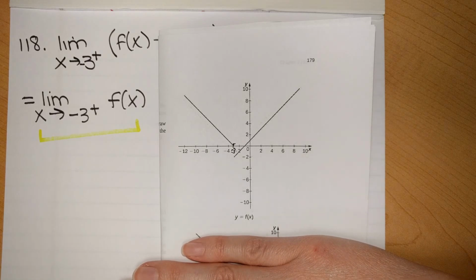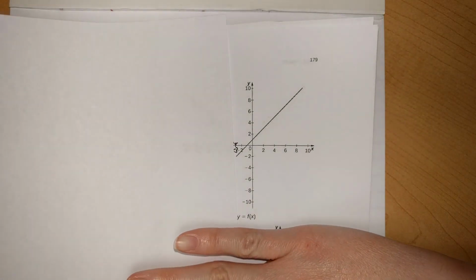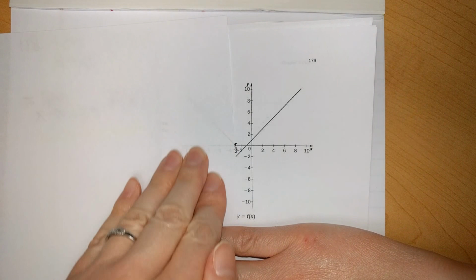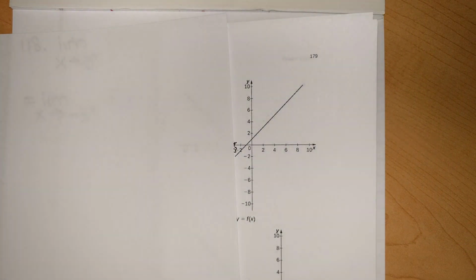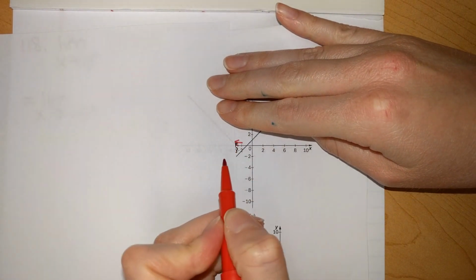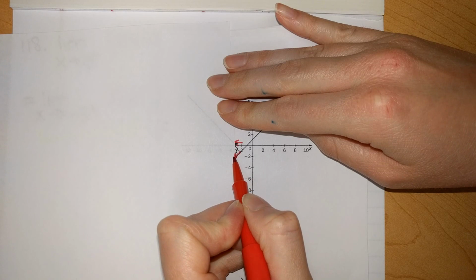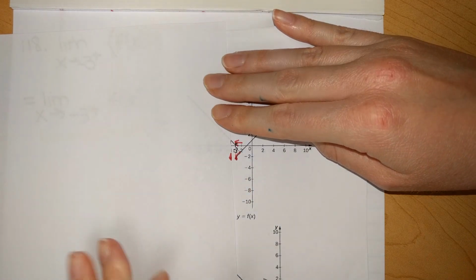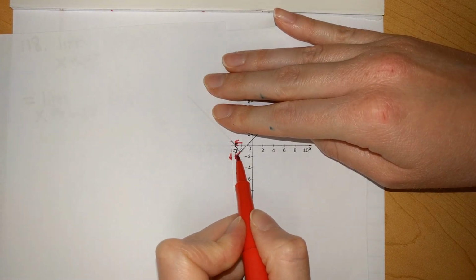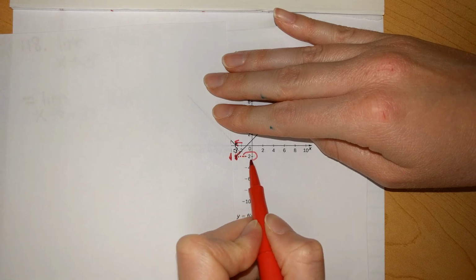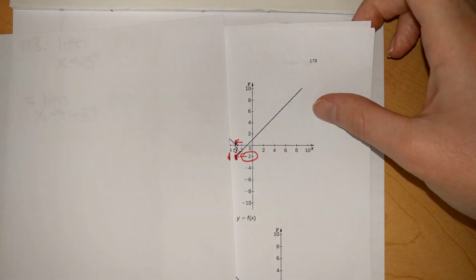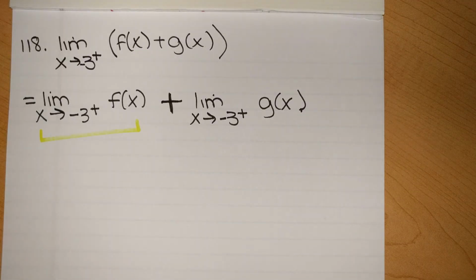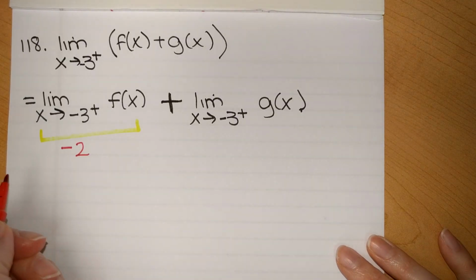So that means we cover the opposite side, we cover to the left of -3, and we are marching in towards -3. So if I look here, as I march in on the x-axis towards -3, the function values are going down towards this point right here. And if I go over to the y-axis, we see that that y value is -2. So the limit for the f of x function as we go in towards -3 from the right is -2.